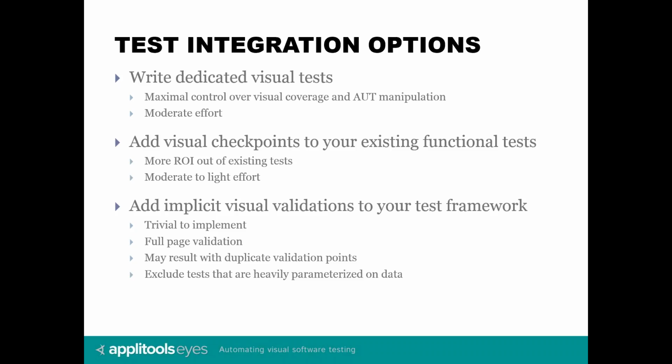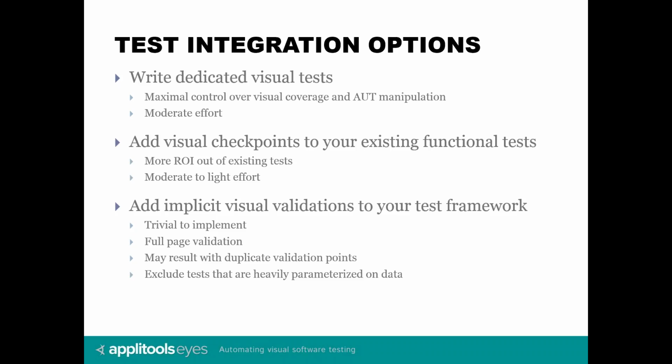The third option also works well for many teams, but does not work for all situations, and that is to add implicit visual validations in the test framework itself. So you don't touch the tests, but if you have a test framework where all the clicks and mouse movements and keyboard strokes go through, you can add implicit visual validations as a response to certain triggers. For example, you can take a checkpoint after navigating to a URL, or before clicking a button. So if you filled out a form and you're about to click the submit button, it would validate that form.